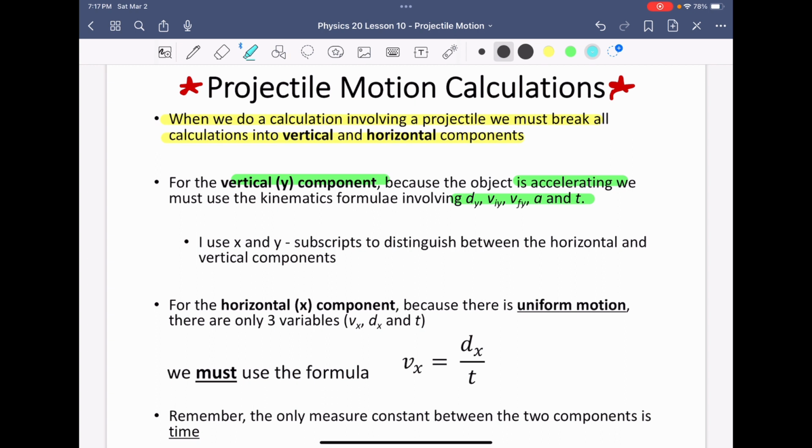When we talk about horizontal calculations or the x component, it's always uniform motion, and we only have three variables, and we can only use the one equation, which is right at the very top, and that is that speed is equal to distance in the x divided by time. So we must use that first formula on there.